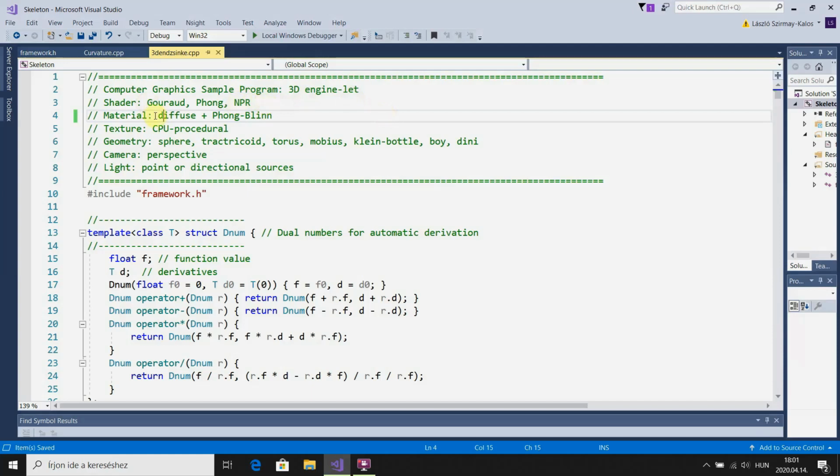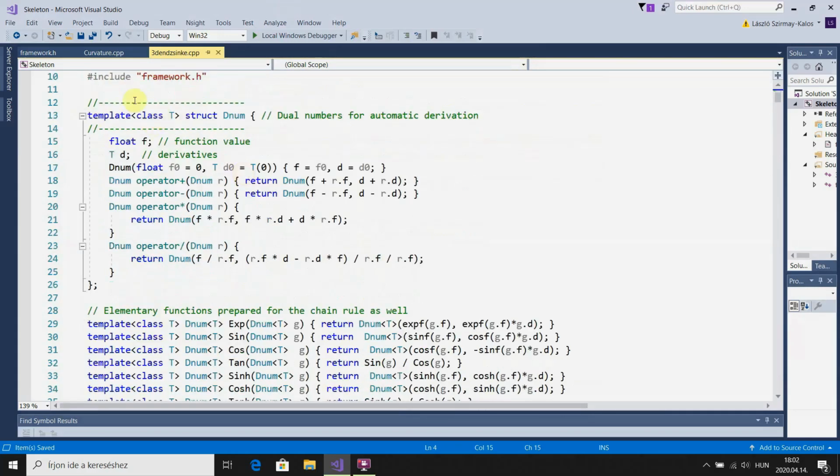The processed materials may be diffuse plus Phong-Blinn type specular surfaces. The engine can handle textures. There is going to be a class that can produce chessboard-like procedural textures, and there is a complete zoo of different parametric surfaces, including spheres, trochoids, toruses, Möbius strips, Klein bottles, Boy's surfaces or Dini's surfaces.